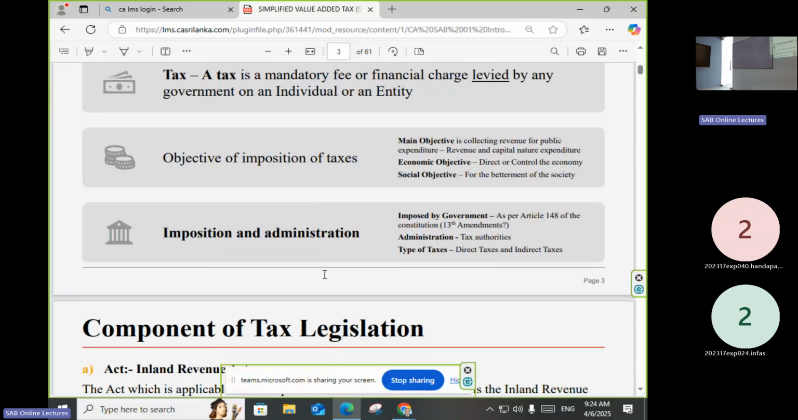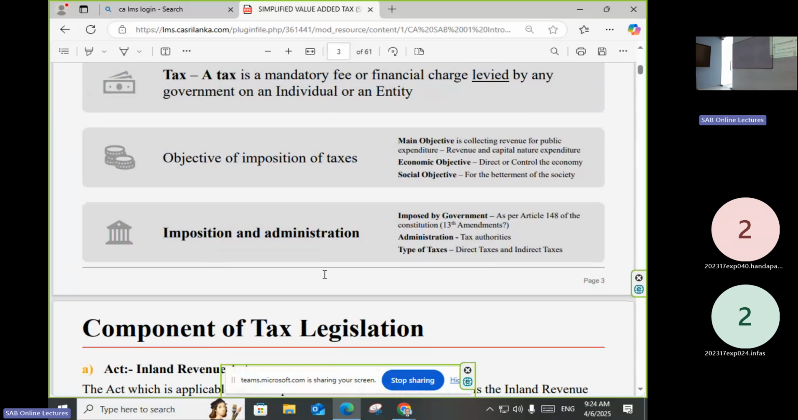As per the Constitution, Article 148 empowers the imposition of tax, and also in Sri Lanka we have provincial councils. So they also have some authority to impose tax. They can also impose tax, just like turnover tax, mineral tax, goods tax. Likewise, there are so many taxes in Sri Lanka. But in this classroom we are discussing income tax, value-added tax and SSCL.